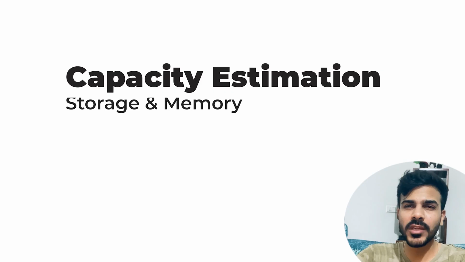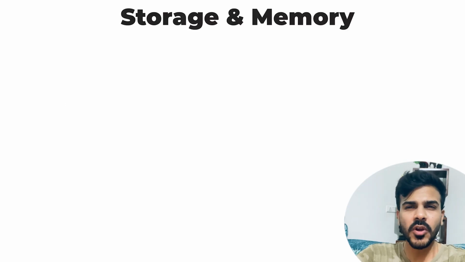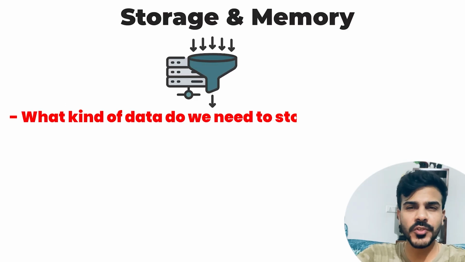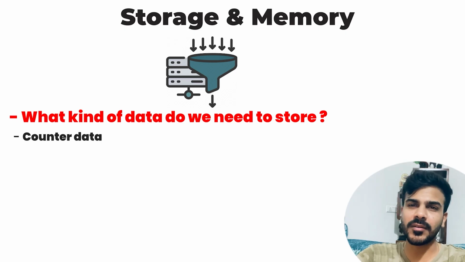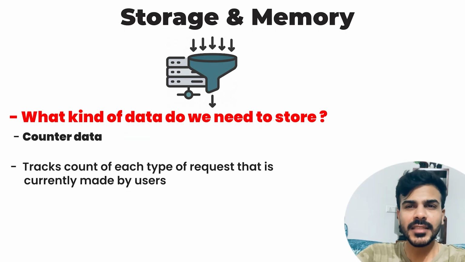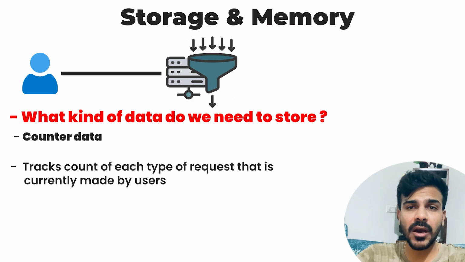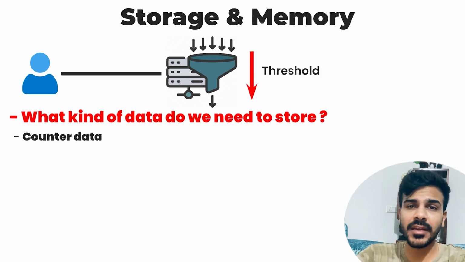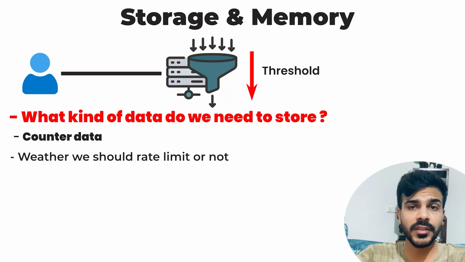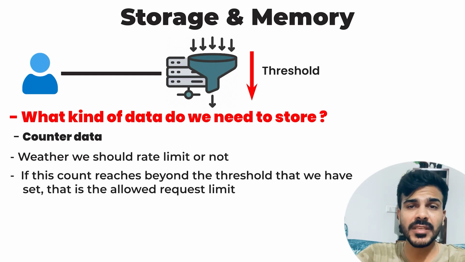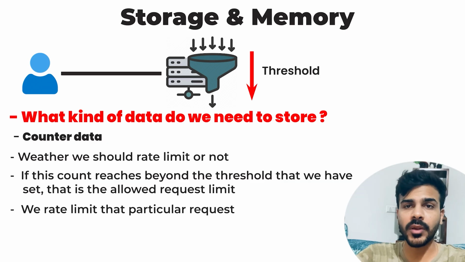Let's now discuss the storage and memory requirements for our rate limiter. Now for rate limiting, what kind of data do we need to store? We mainly need to store the counter data. Now what is the counter data? This data tracks the count of each type of request that is currently made by users. So by seeing whether this count is below the threshold, we can decide whether we do not need to rate limit or whether we need to rate limit. For example, if this count reaches beyond the threshold that we have set, that is the allowed request limit, then we rate limit that particular request.